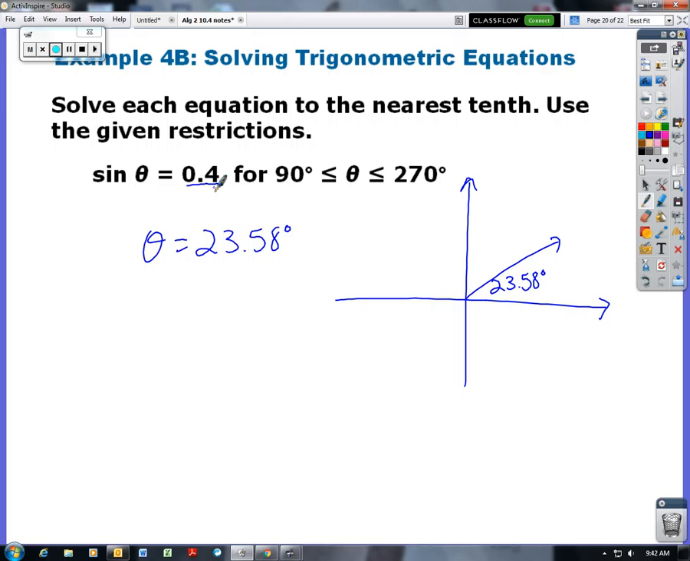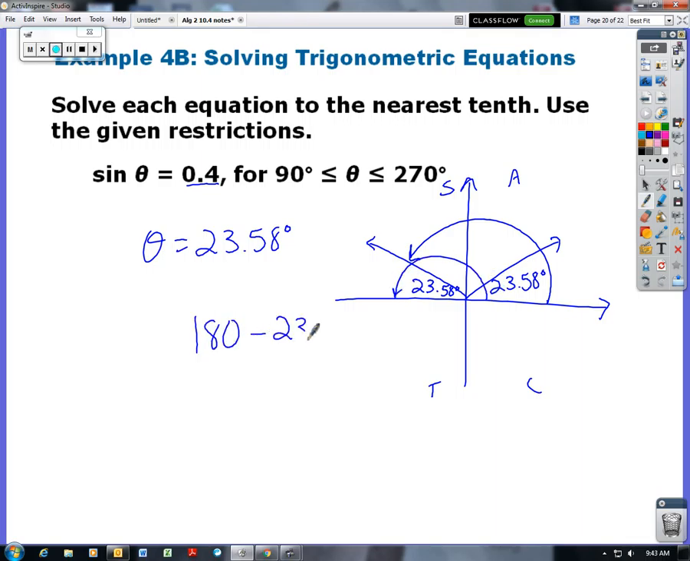And notice 0.4 is positive. So what other quadrant is sine positive in? All students take classes. Sine is also positive in quadrant 2. So I'm going to go ahead and plot my reference angle there as well. And then my angle that's going to be between 90 and 270 is the angle that starts on the initial side and goes to here. From here all the way to here is 180. So if I do 180 minus 23.58 degrees, I'll get the angle that I want, from here to here.